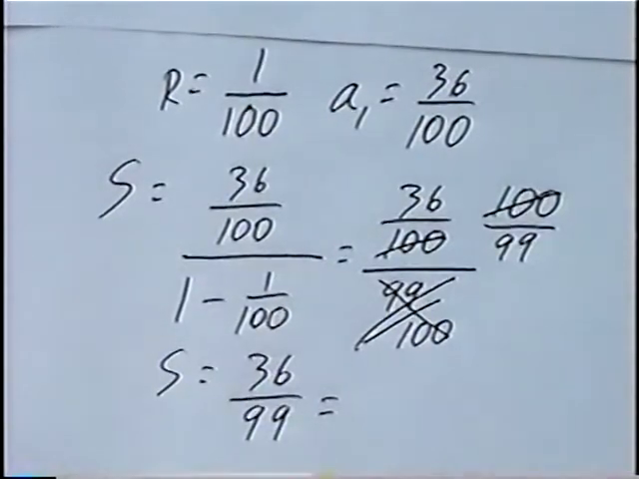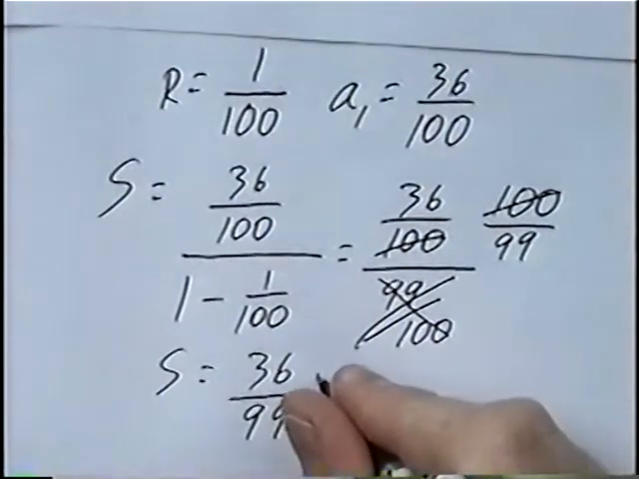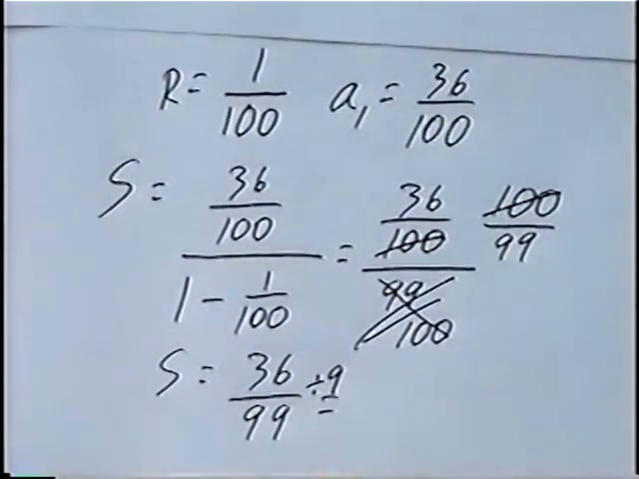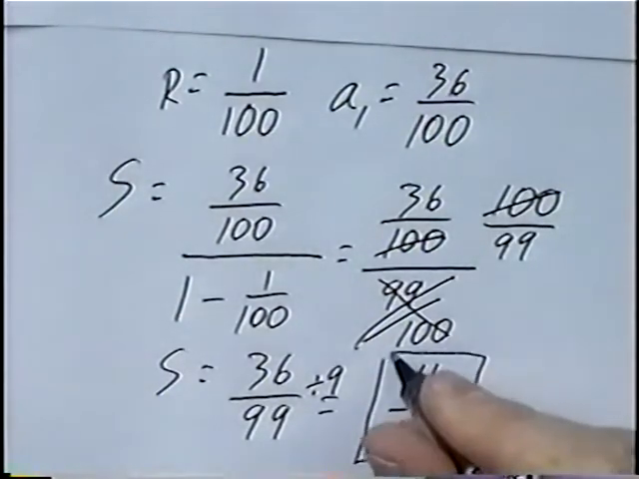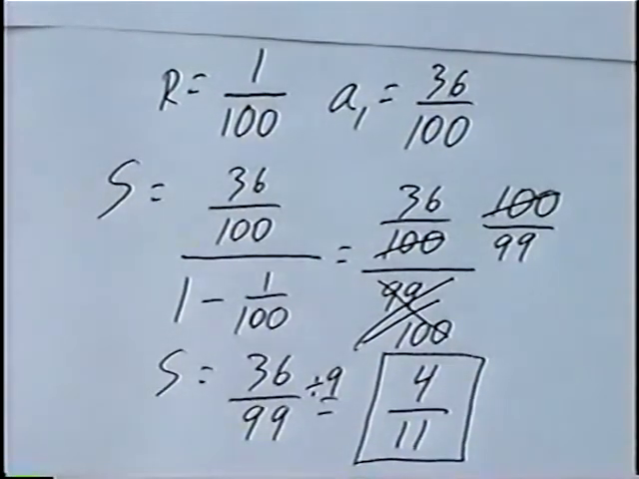Reducing fractions, 36 and 99, we can divide each of those by 9. So our final fraction would be 36 divided by 9, which would be 4, and 99 divided by 9 would be 11. So looking back at the original decimal, 0.36, where the 36 repeats, that can be written as a fraction of 4 over 11.